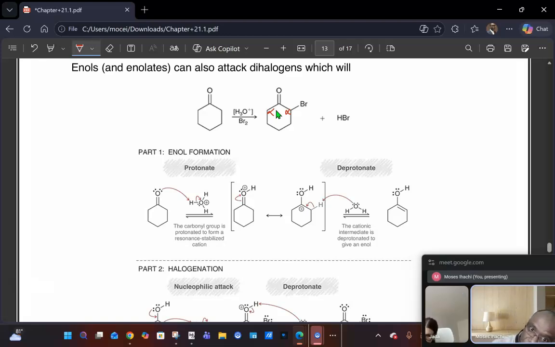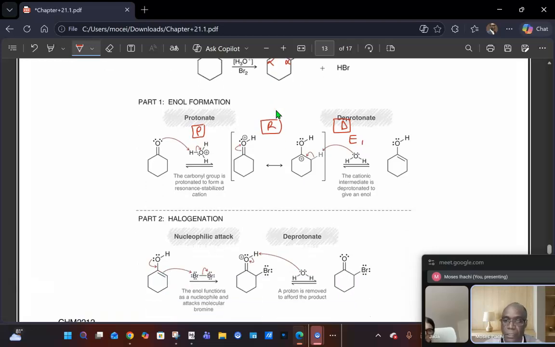Why? Because you want that positive charge on that carbonyl carbon, so you can do E1. This process right here is an E1. So yes, we're starting with the P step. You do your resonance, you remember PRD. You get your enol, but that enol is what's gonna be used usually as a nucleophile.